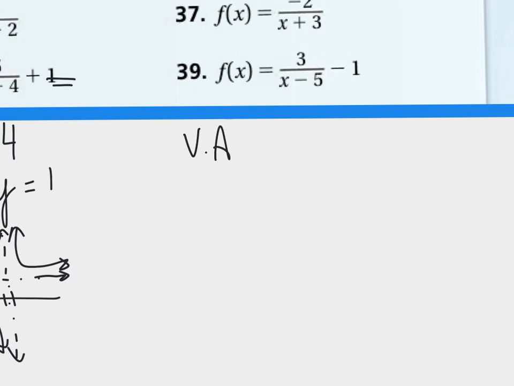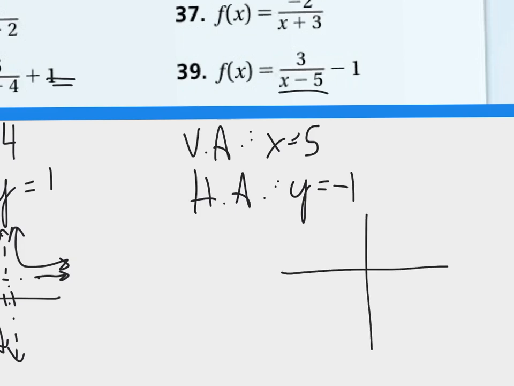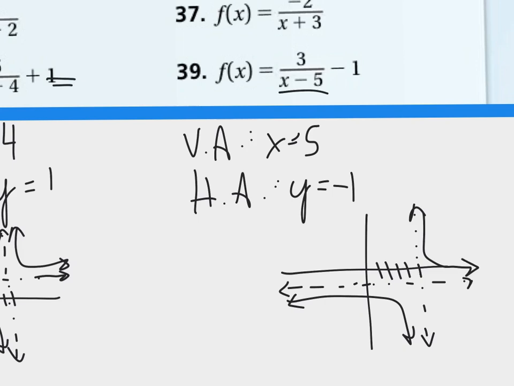39, vertical asymptote would be x equals 5. Horizontal asymptote would be y equals negative 1. And if you sketch that out, it would look something like this.